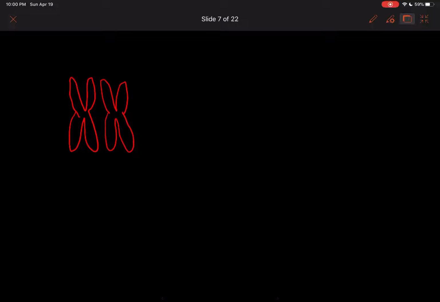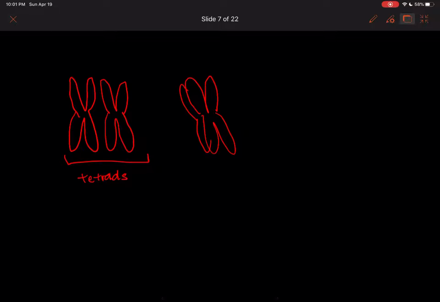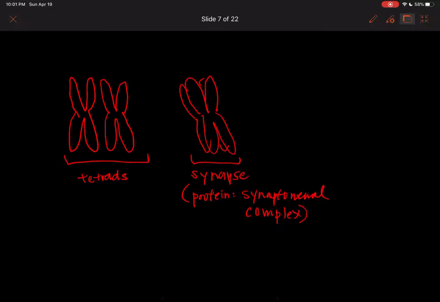So when you have 4 chromosomes like that with each other, we call it tetrads. And then during prophase 1 of meiosis 1, they stack on each other like that, okay? The 2 chromosomes. And this stacking is called synapsis, and is made possible by a protein lattice structure called the synaptonemal complex. Okay, so make sure you understand what these terms mean.